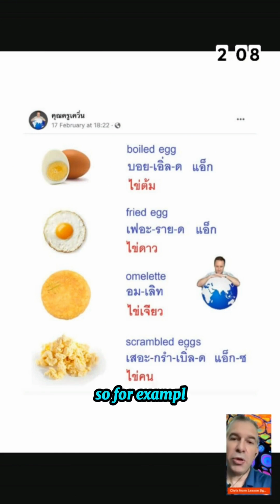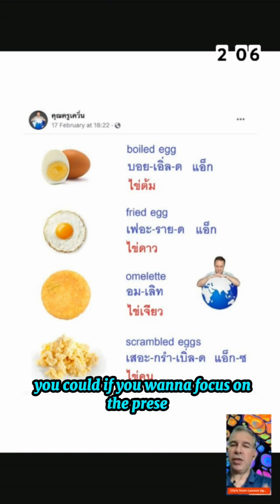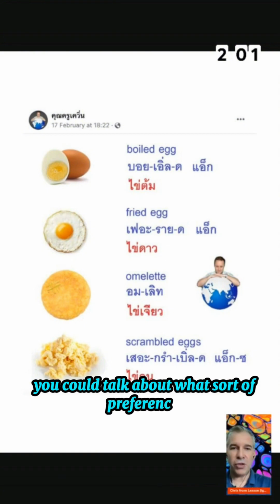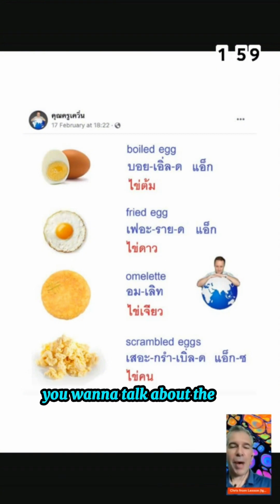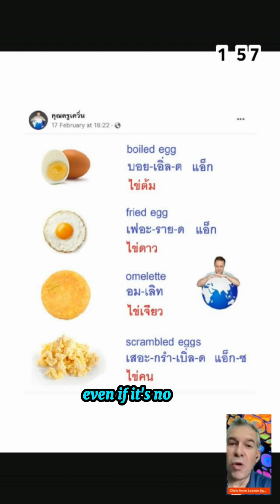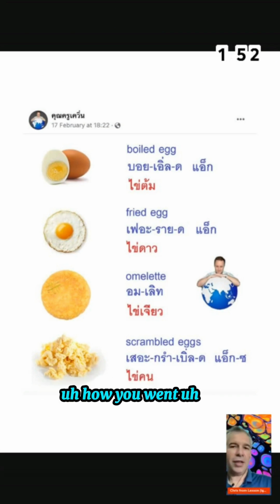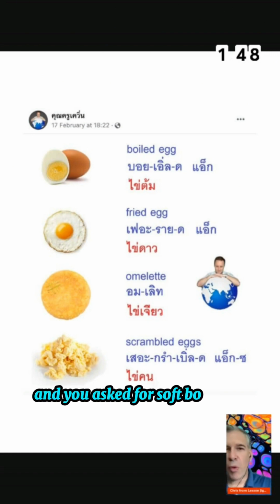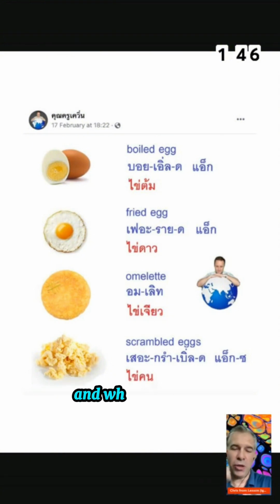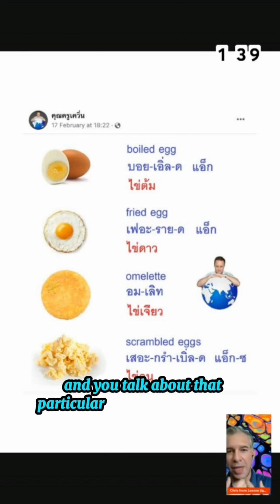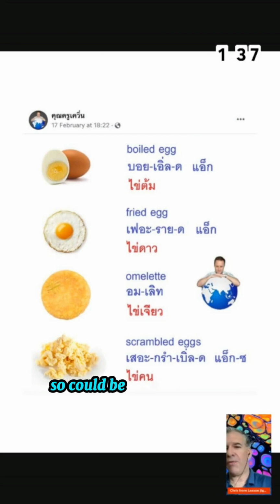So I would think about telling a story. For example, if you want to focus on the present or the past or the future, present, you could talk about what sort of preferences you have in general. If you want to talk about the past, talk about an experience, even if it's not real. You can make it up to practice the past. How you went to a restaurant or a cafe and you asked for a soft-boiled egg, but they gave you a hard-boiled egg. And when you cut into the egg, you were very disappointed and blah, blah, blah. And you talk about that particular experience. And again, it could be for the future or whatever.